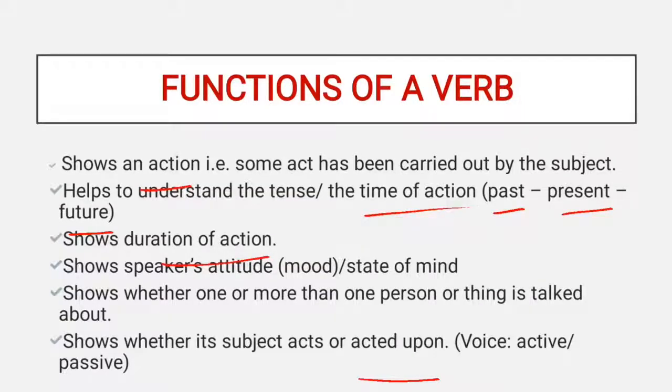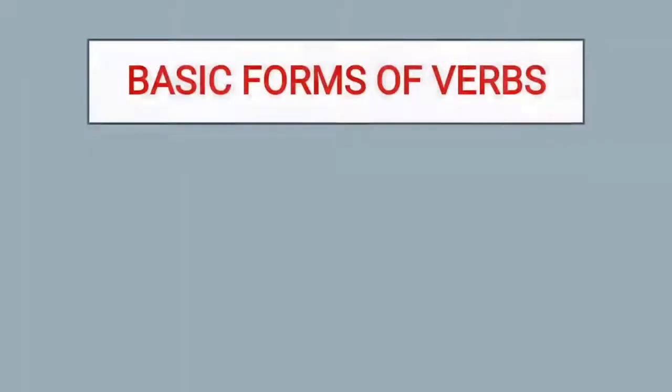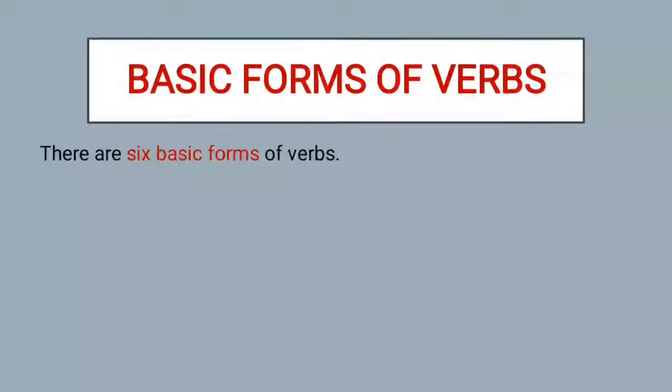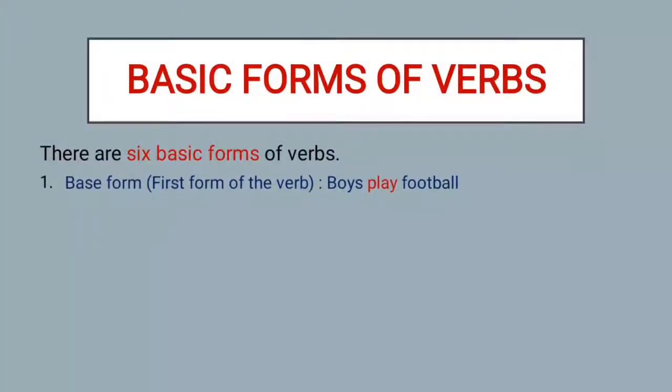Now, to know verbs in detail, we need to know the basic forms of verbs. So there are 6 basic forms of verbs. First is the base form or the root word, which is also called the first form of a verb. You might have heard go, went, gone.